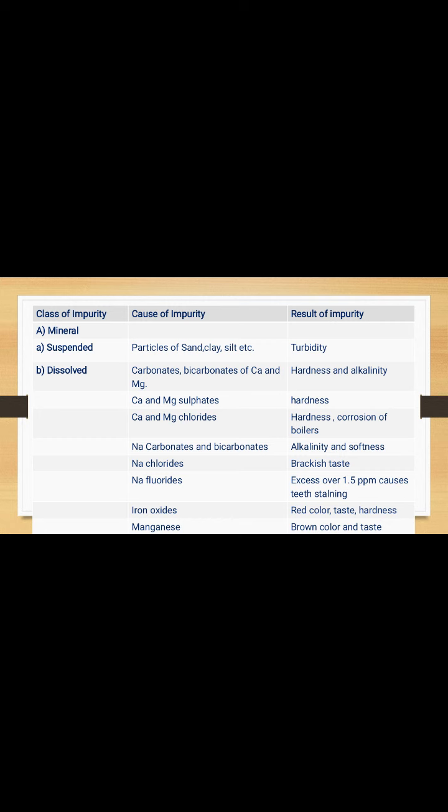Calcium and magnesium chlorides result in hardness and corrosion of boilers. Also, sodium carbonates and bicarbonates cause alkalinity and softness of water. Sodium chloride causes a brackish taste in water. Also, sodium fluoride in excess over 1.5 ppm causes teeth scaling, a problem for human beings. Then iron oxides, which are also dissolved impurities, generally result in red color, taste, and hardness of the water. Also, manganese results in brown color and change in taste of water.